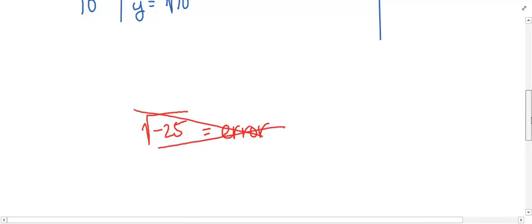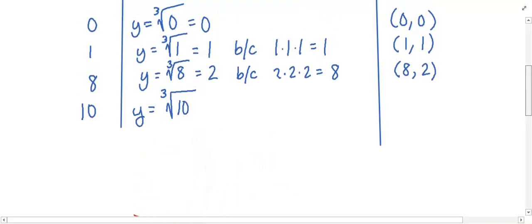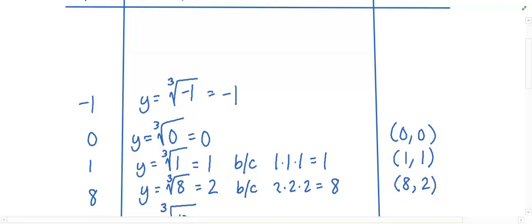Okay, but is that true of a cubed root? Can you take the cubed root of a negative number? Well, let's think about it. So let's go in the negative direction. So what if I said x is -1? Well then I'm going to plug it in. Y would be the cubed root of -1. Can you do that? And the answer is yes. The cubed root of -1 is going to be -1.